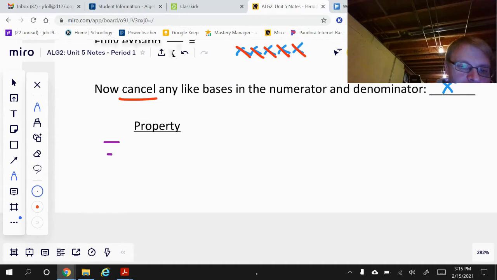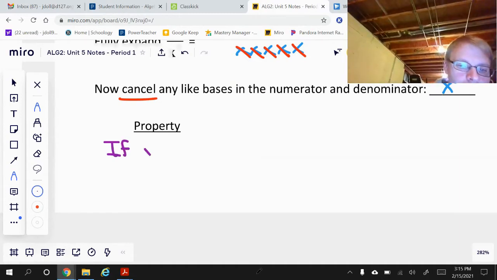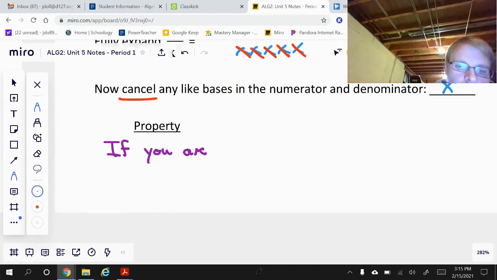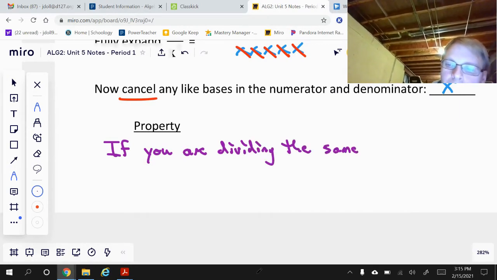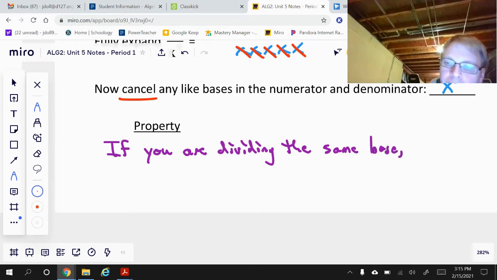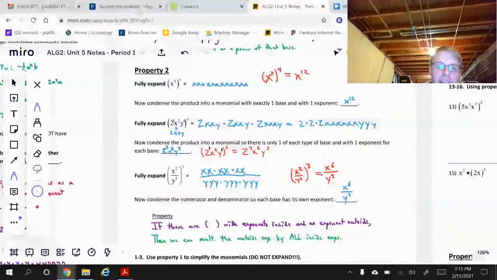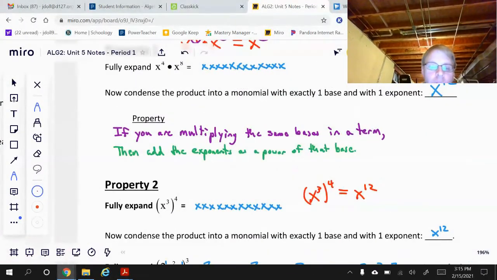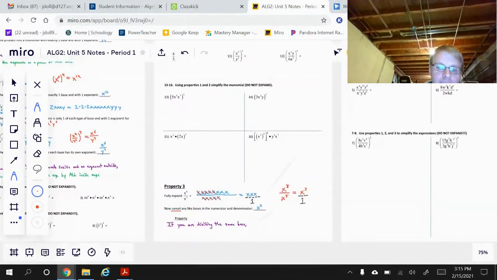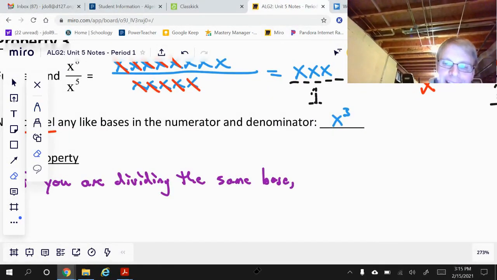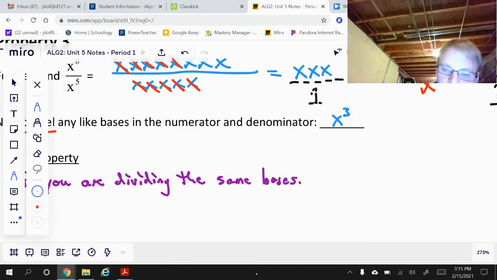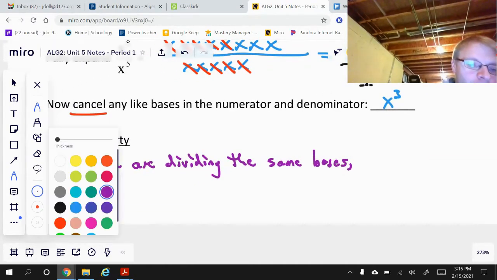So if, here's our win, if you are dividing the same base, so if we are dividing the same base, notice this property starts very similarly to our first term. If you are multiplying the same base or bases, right? I guess maybe I should say bases. So we will say bases here, right? Base or bases. Then what can we do?